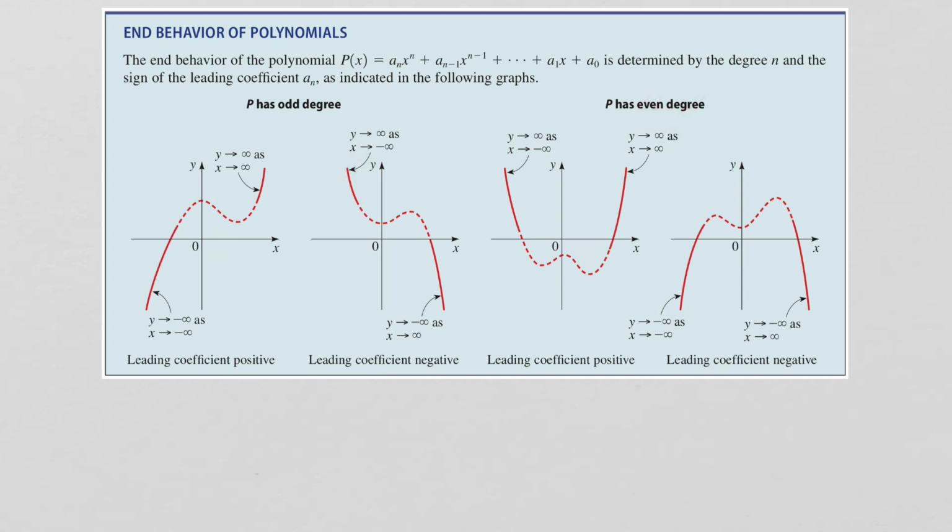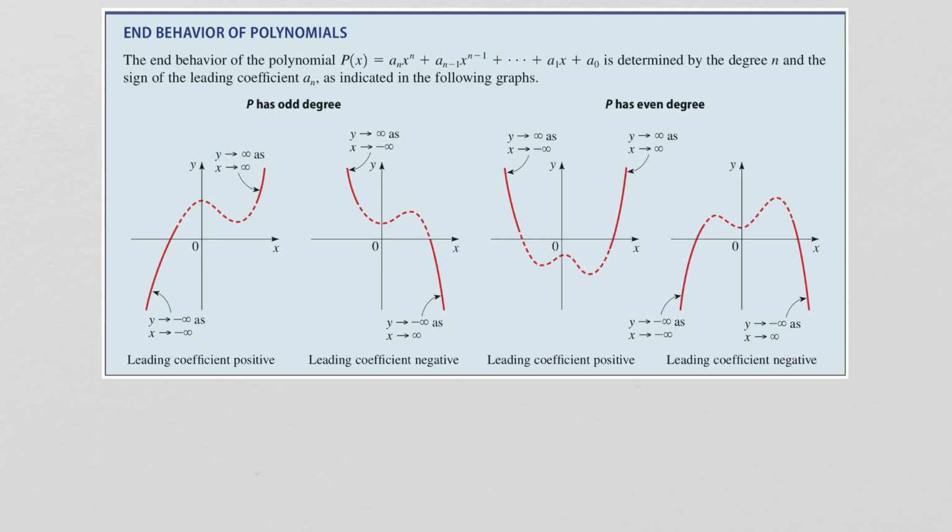For even degree polynomials, it's a little bit more simple. For an even degree, it's going to do the same on both sides. So it either goes up on both sides or it goes down on both sides. To say that mathematically, we can say y is going to positive infinity as x is going to positive infinity, and we can say y is going to positive infinity as x is going to negative infinity. Or in this case over here, y is going to negative infinity as x goes to either negative infinity or positive infinity. Knowing the end behavior of a polynomial will help you graph the polynomial function.